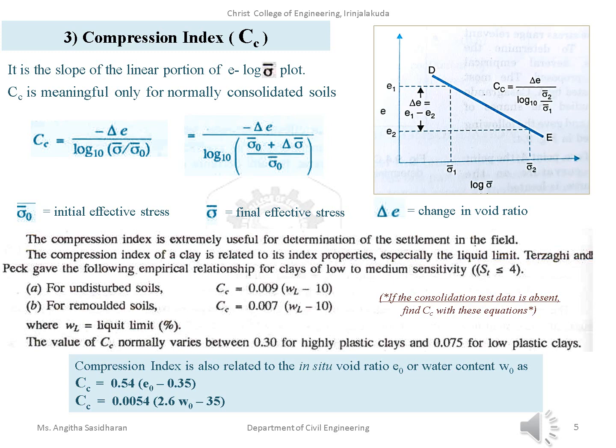And there are various other expressions relating Cc with the liquid limit, and also the in situ void ratio, or the site water content. These expressions can be used if you are doing a problem and the consolidation test data is absent, if you are not given the particulars of the curve. You can use these equations in order to find the compression index Cc. So remember this too.